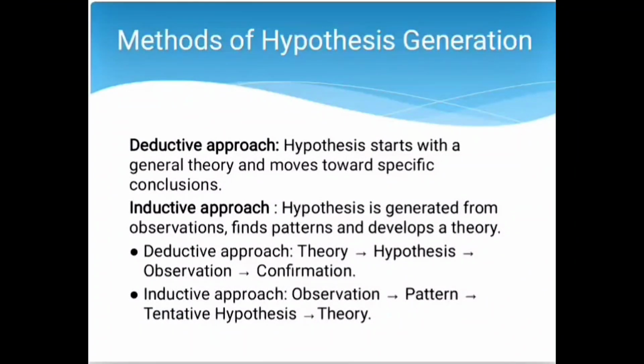Methods of hypothesis generation. There are two methods of hypothesis generation: inductive approach and deductive approach. In the inductive approach, a hypothesis is generated from observation, finding patterns, and developing a theory. Like you observe that the sun rises in the east every day and you conclude that the sun always rises in the east.